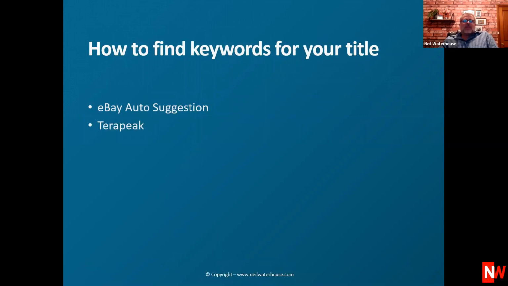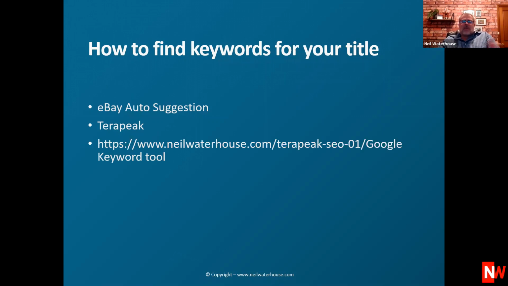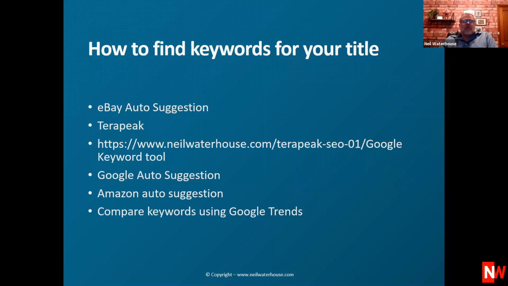The eBay Auto Suggestion Tool. When you type something into eBay, it automatically shows other words. So if you type in solar, it'll show you solar panel, caravan, just like Google does as well, and so does Amazon. Also Terapeak. I'm not going to get into Terapeak tonight, but I've done it before. If you want to use Terapeak, here's a link to a tool to show you how to use it. Google Auto Suggestion, again, you type in something to Google and it auto suggests other keywords. Amazon does the same thing. And then you can compare using Google Trends. Google Trends is awesome for comparing because you can put in two keywords and it'll show you which one gets the most traffic. That's an awesome tool.